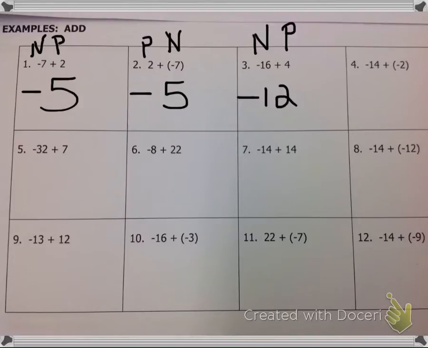The next one, we have -14 plus -2. 14's negative, 2 is negative. Same signs or different? Well, they're both negative, so they are the same signs. So same signs, add. 14 plus 2 is 16. Take the sign of the larger number. Which one's bigger, 14 or 2? 14's bigger, 14's negative, so my answer is -16. Obviously they're both negative, so you're just taking the sign, but I just like to use the same rules for everything.